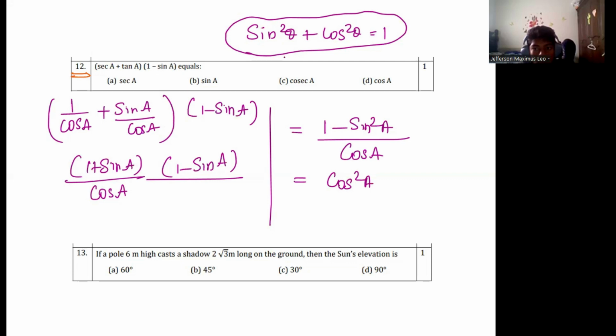Please register it in your mind strongly. Sin square theta plus cos square theta is equal to 1. Okay, ma'am. So from this result, 1 minus sin square is cos square, or 1 minus cos square is sin square. So by cos A, cos square, one cos gets cancelled. The remaining is cos A alone. Yes, ma'am. So option D. Yes, correct answer. Very good. Now next one.